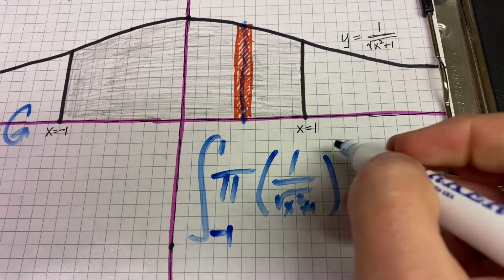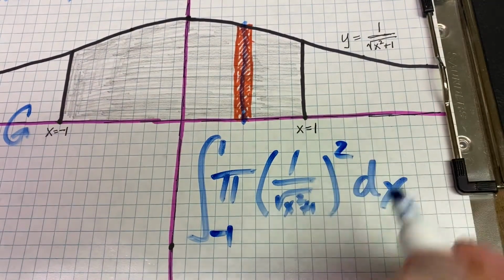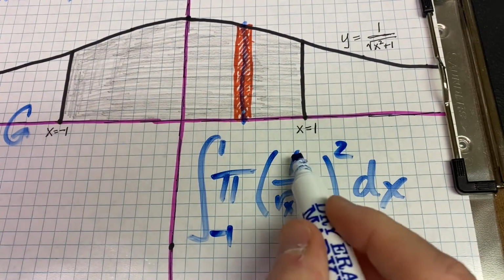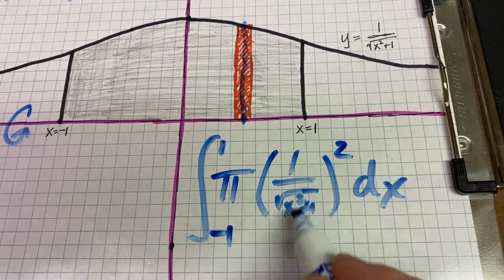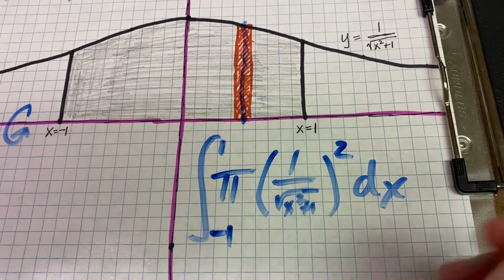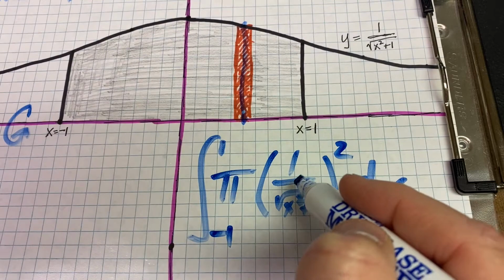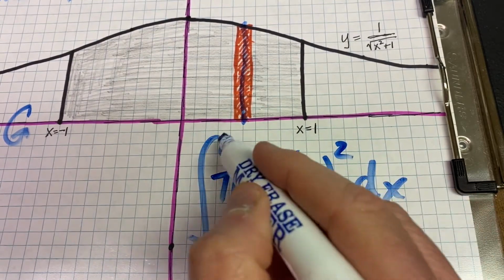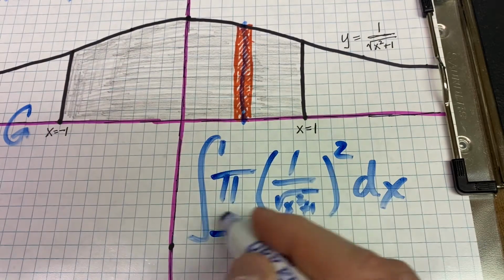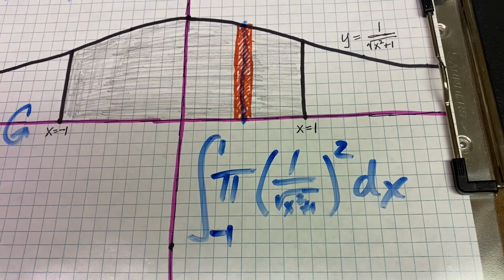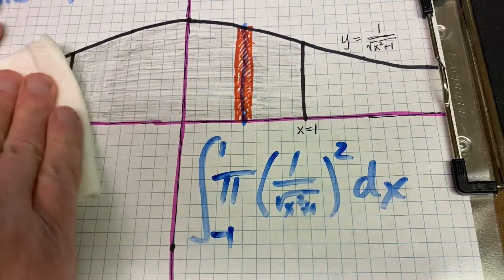Oh, I didn't say r squared. Pi r squared h. You can evaluate that. It involves, when you square this, you got 1 over x squared plus 1. We know that antiderivative is inverse tangent of x. And the inverse tangent of 1 is pi over 4. Inverse tangent of -1 is negative pi over 4. We can do that one. That one's not terrible.